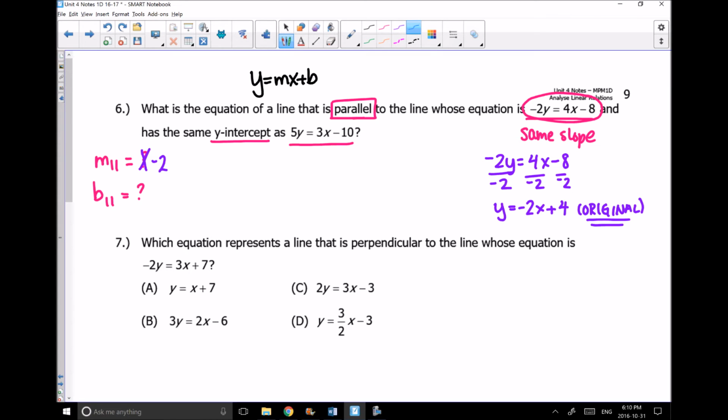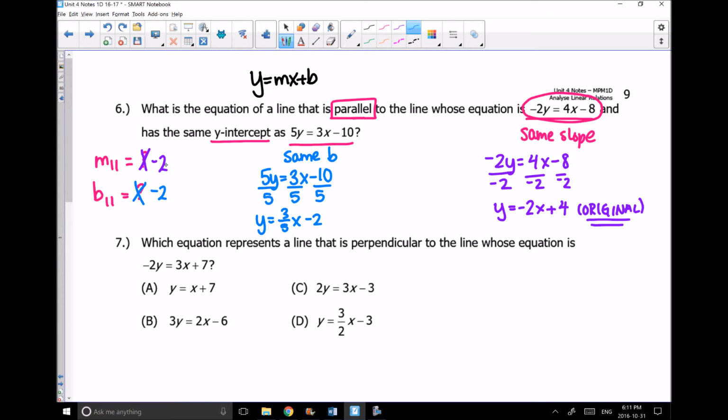Okay? Now I need to figure out, well, what's the y-intercept of my parallel line? Well, it says that it has the same y-intercept as this equation right here, but in this equation, I don't know what my y-intercept is because the y is not isolated. So I'm going to isolate the y. So we're going to say it's going to have the same b as this value right here. So to isolate the y, I'm going to divide everything by 5. So I get y equals 3 over 5x minus 2. So that means that the b value of my parallel line, since it's the same as this b value, is also negative 2. So it's no longer a mystery.